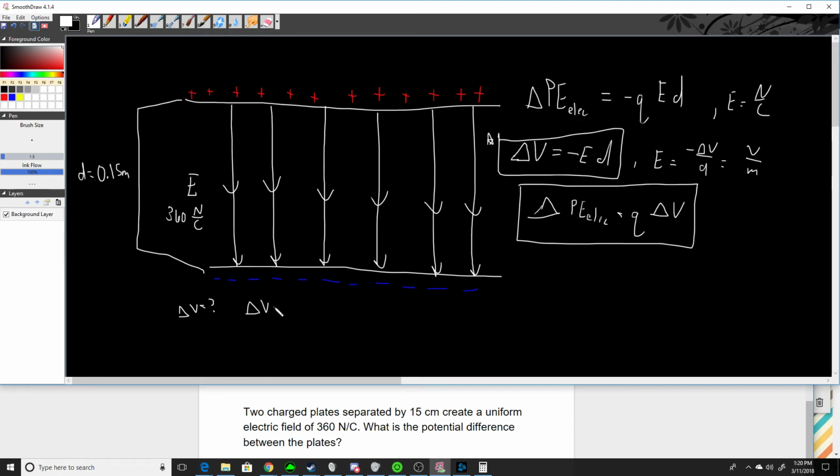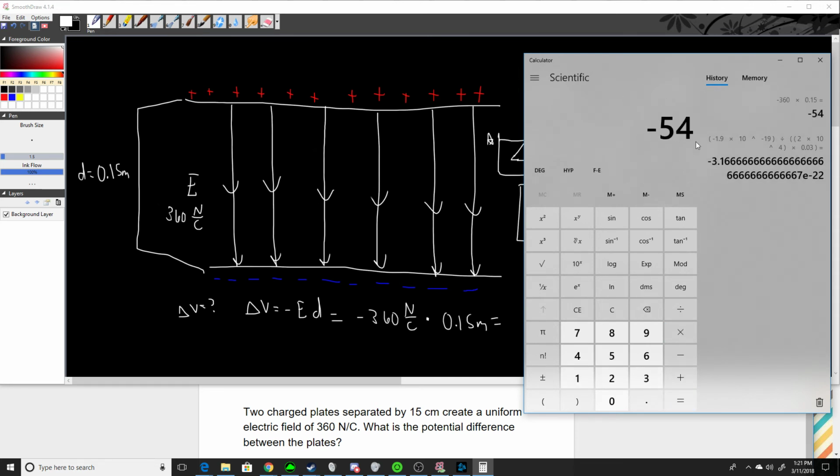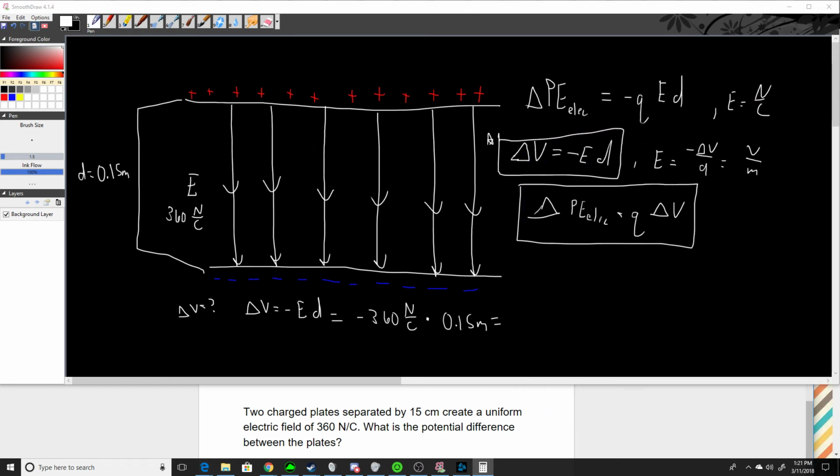So I know that the change in voltage is equal to negative the strength of the electric field times the distance between them. In this case, I've got negative 360 newtons per coulomb times the distance between them, which is 0.15 meters. Now when I open up my calculator, I've got negative 360 times 0.15 meters. And my voltage difference, my potential difference, is going to be negative 54.